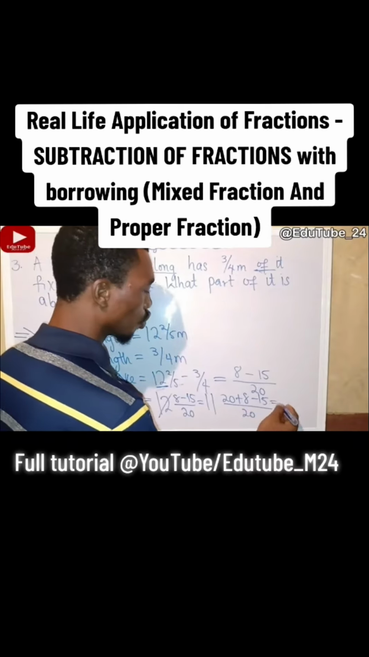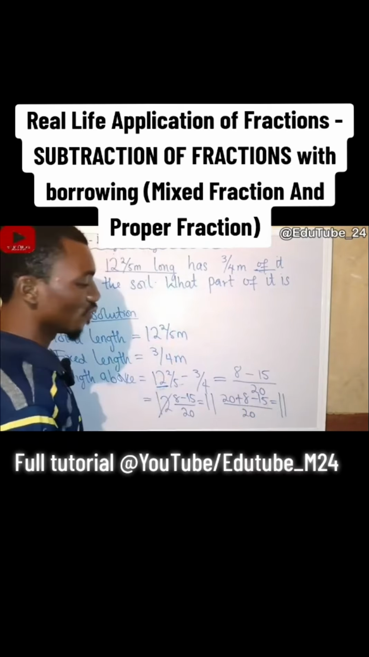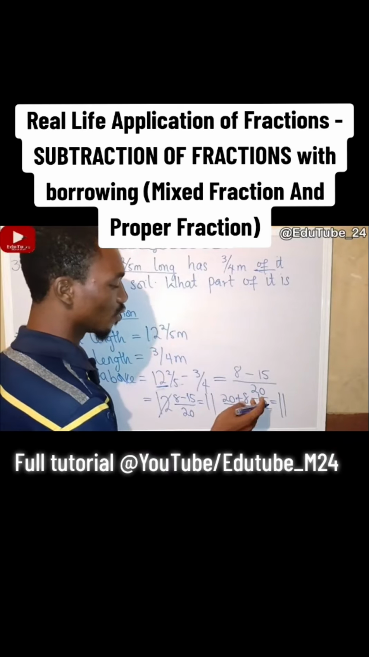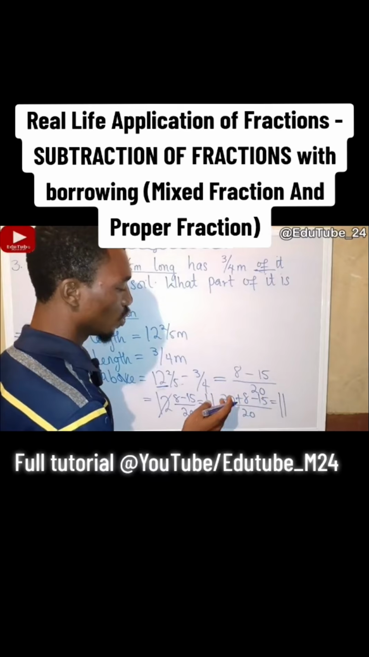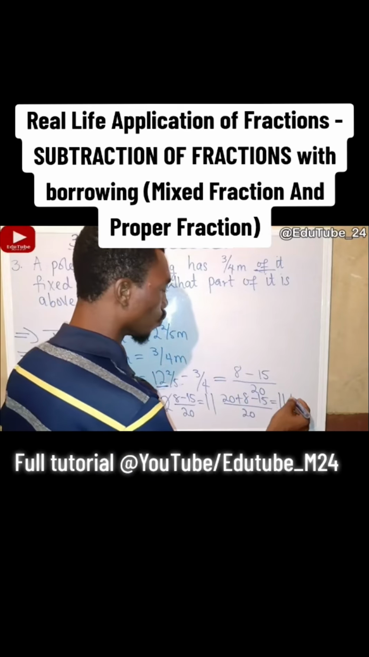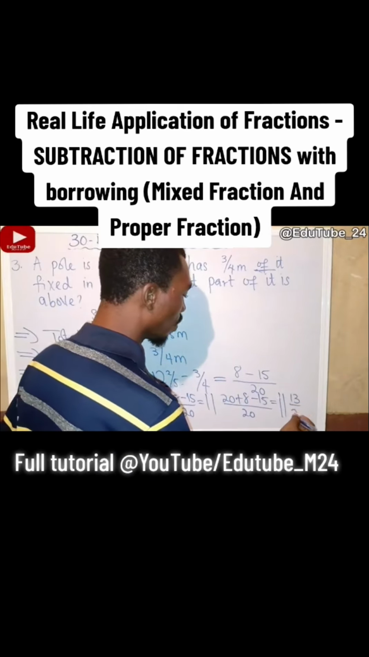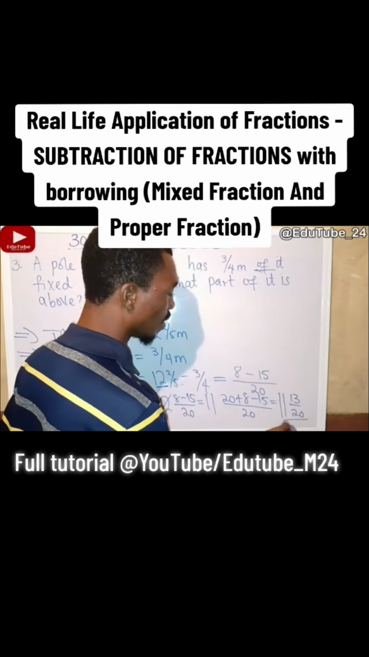So I'm going to just round off the answer straight away. So 20 plus 8, that will give us what? 28. So 28 take away 15, that will give us what? 13/20. So this is our final answer.